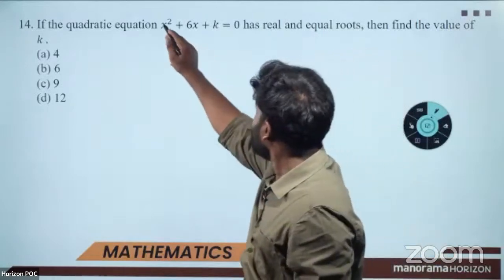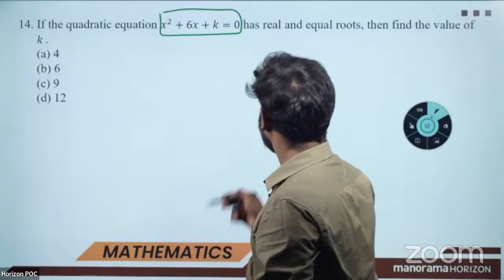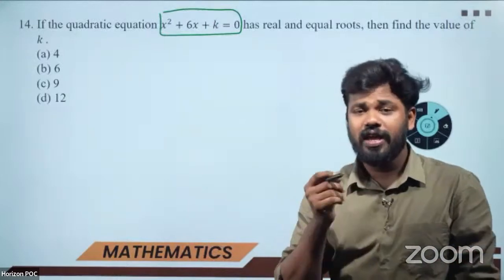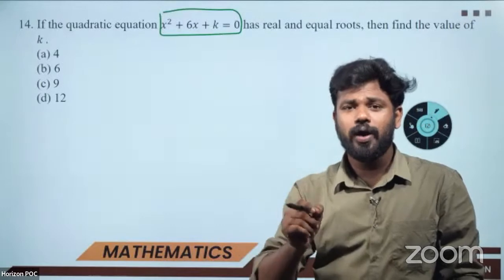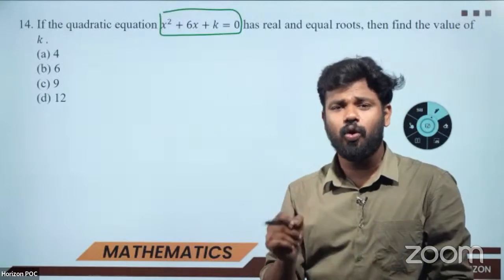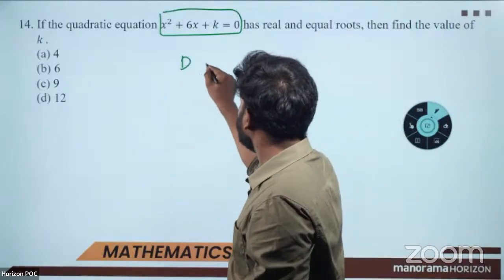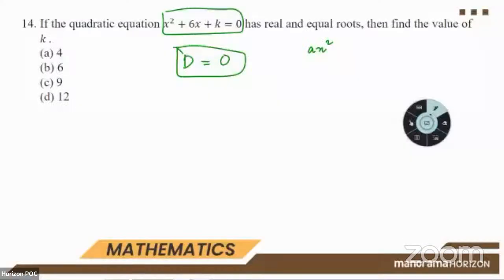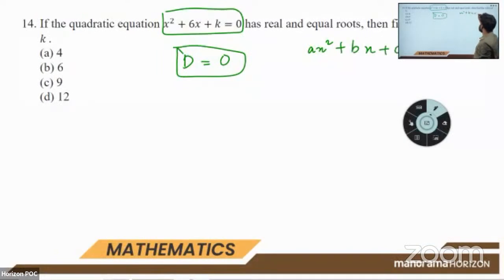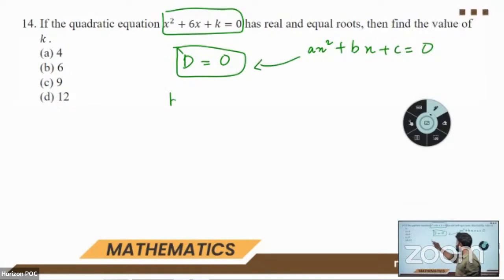So when you have a quadratic equation which has equal and real roots, we know that the discriminant, or b square minus 4ac, will be equal to what? 0. So the discriminant of a quadratic equation will be 0, right? Now what is the standard form of a quadratic equation? Ax square plus bx plus c is equal to 0. So in that quadratic equation, the discriminant, or b square minus 4ac, will be equal to 0. Yes. Now identify what is a, b, and c.